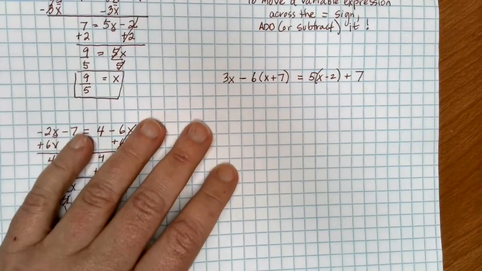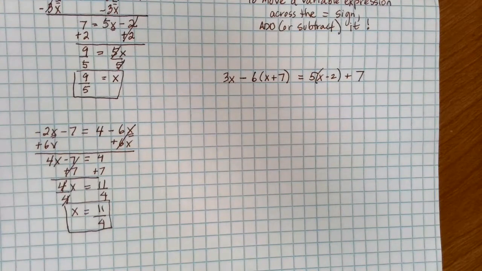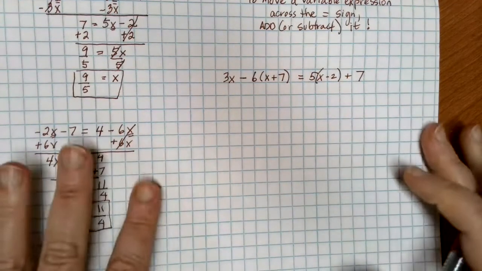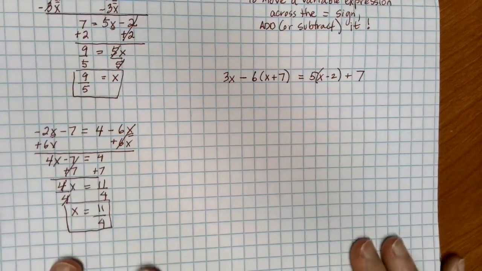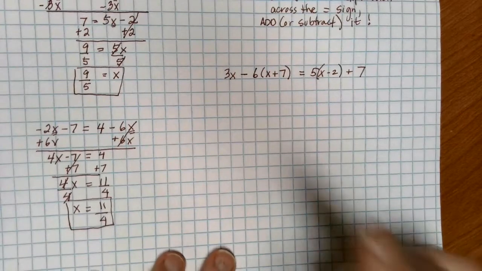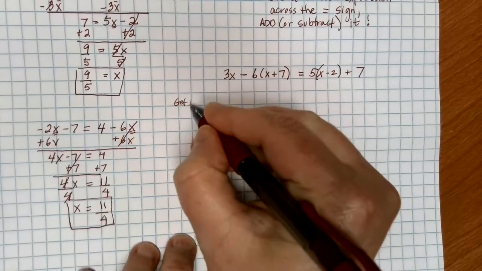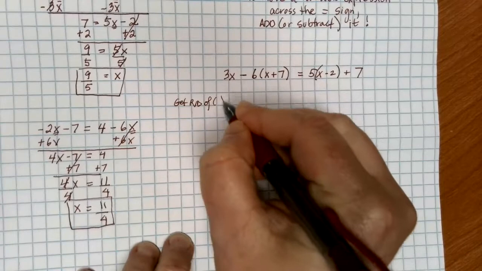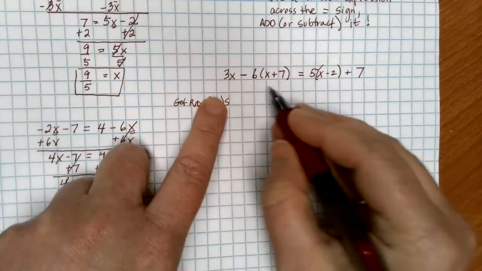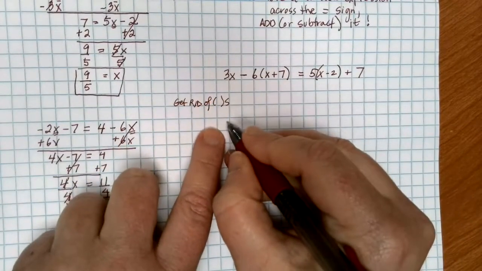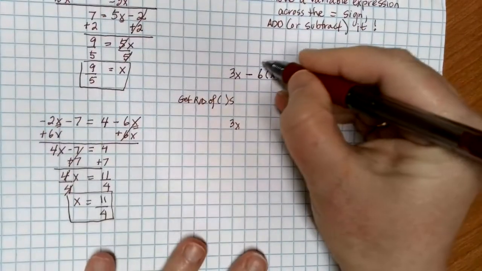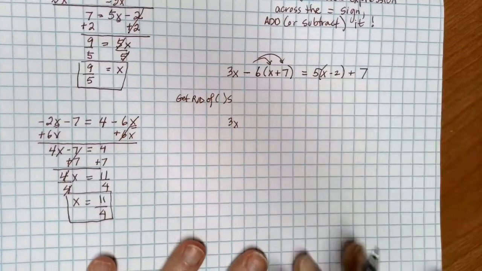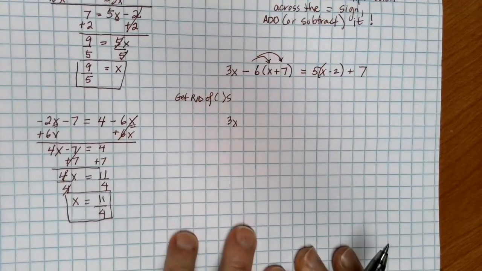All right, so this is a big equation. I've got lots of x's going on in this problem. I've got parentheses as well, and we can do everything in this equation using the stuff that we know so far. As we're going through, the first thing that you always want to do is get rid of parentheses. So in this case, I'm going to go ahead and do that. I'm going to get 3x. This minus 6 can get distributed through, so we're using that distributive property to get rid of the parentheses.